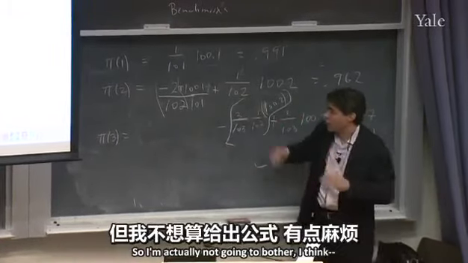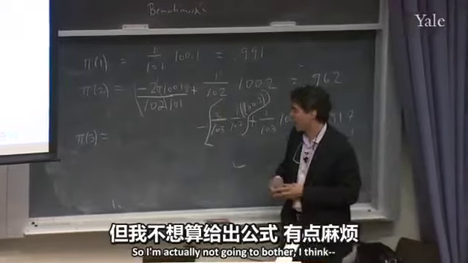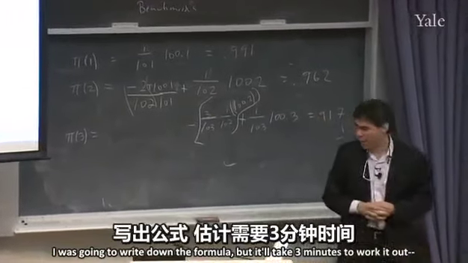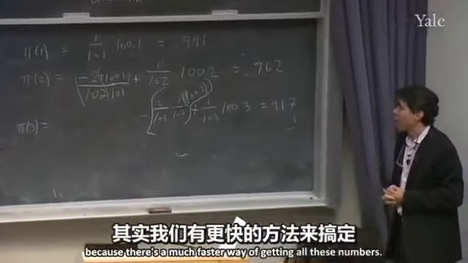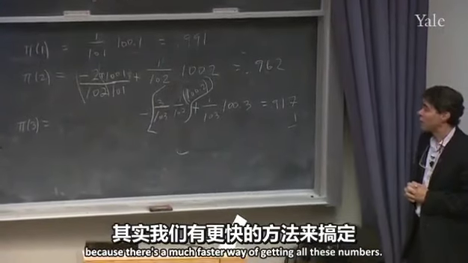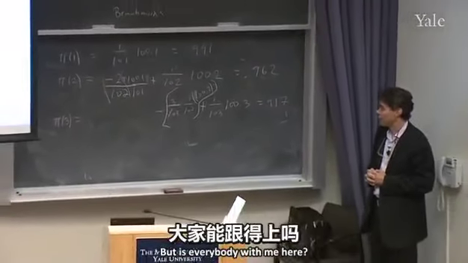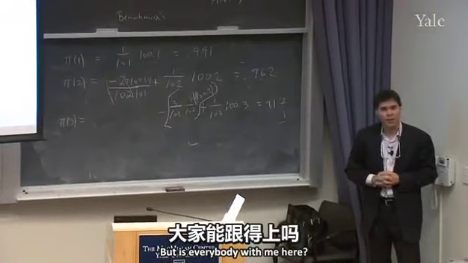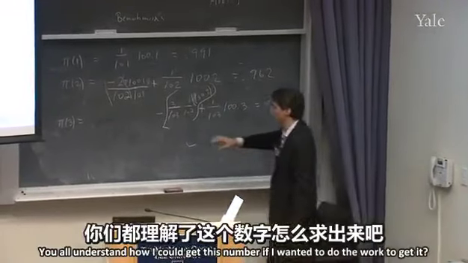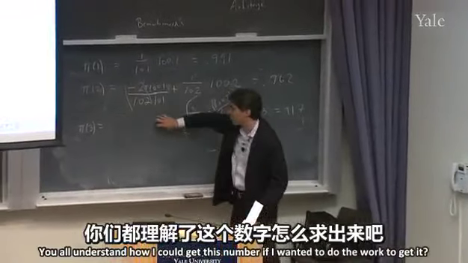So I'm actually not going to bother, I think. I was going to write down the formula, but it'll take 3 minutes to work it out because there's a much faster way of getting all these numbers. But is everybody with me here? Do you all understand how I could get this number if I wanted to do the work to get it?